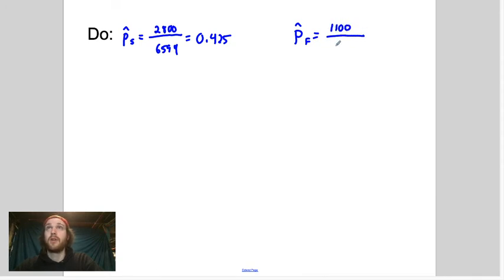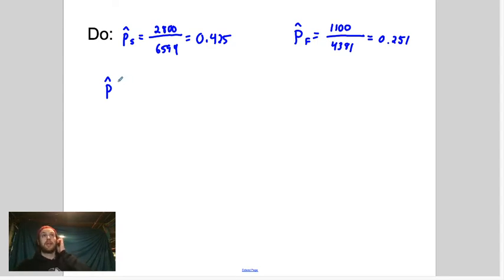And the fatality rate for France is 1,100 divided by the total from the sample, which is 4,381. The fatality rate there is roughly 25.1%. Okay, so that's great. We calculated the fatality rate for each country, and now we are going to calculate the pooled p-hat.